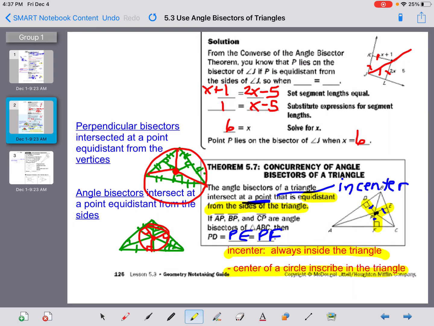The incenter is always inside the triangle. Remember in yesterday's notes with the perpendicular bisectors, I drew 3 different triangles, and I drew the perpendicular bisectors every time to show that it met inside the triangle, on the triangle, and outside the triangle. I don't need to draw all 3 right now for the angle bisectors because they always meet inside the triangle, no matter what shape. No matter what type of triangle, whether it's acute, right, or obtuse.